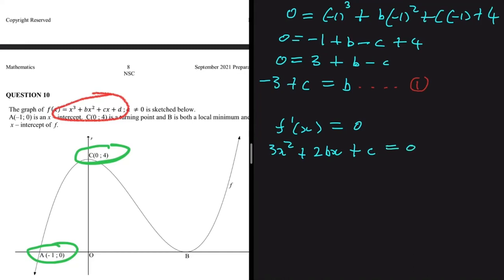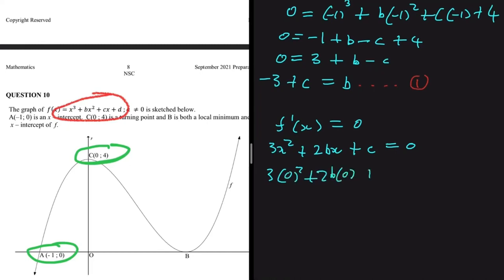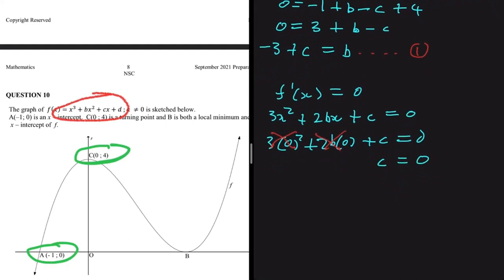The gradient at the turning point is 0, right? But we know the value of x at the turning point, right? It is 0 because c is the y-intercept, right? So we're going to have 3 times 0 squared plus 2b times 0 plus c is equal to 0. So you'll see that this here falls apart, and then this here falls apart. So now we are only left with c is equal to 0, right? And then this can be our equation 2.